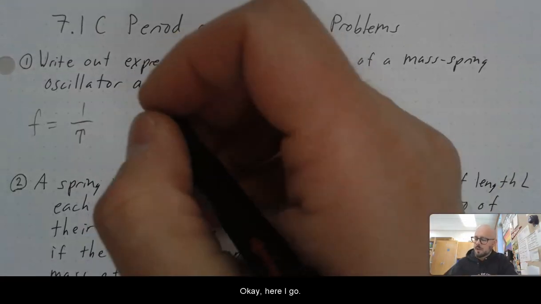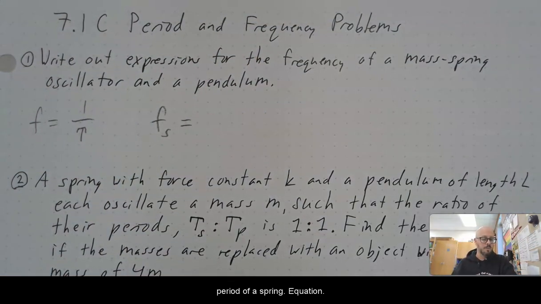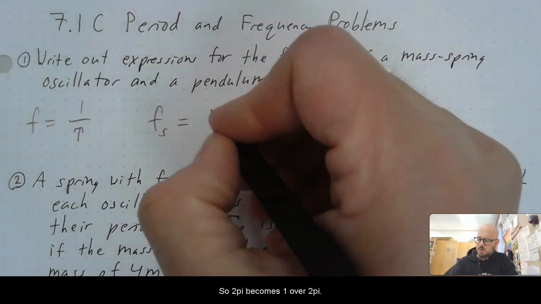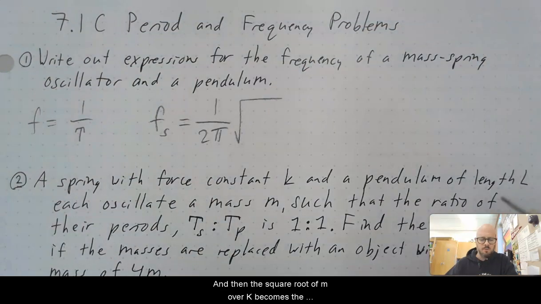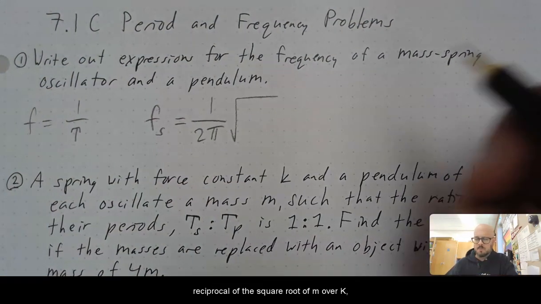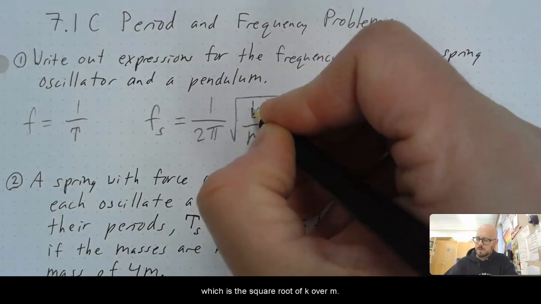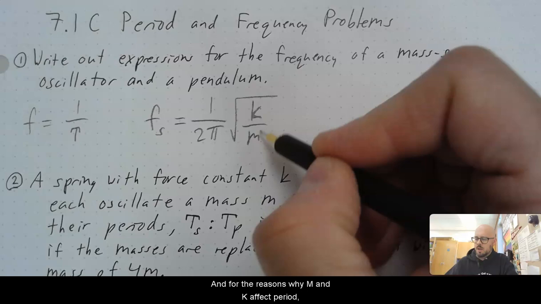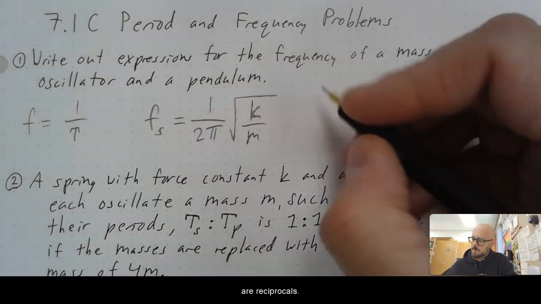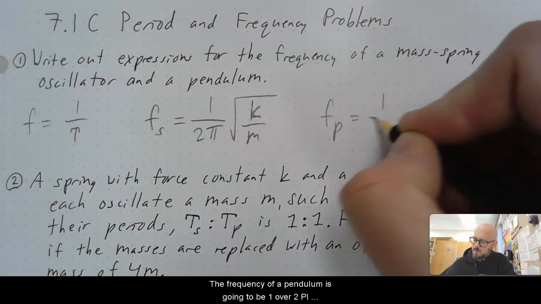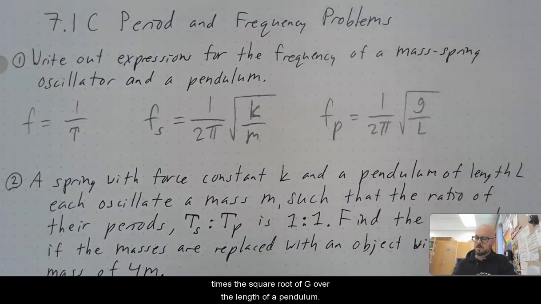Okay, here I go. The frequency of a spring is the reciprocal of the period of a spring equation. So 2 pi becomes 1 over 2 pi, and then the square root of m over k becomes the reciprocal of the square root of m over k, which is the square root of k over m. And for the reasons why m and k affect period, they affect frequency the opposite way because they are reciprocals. The frequency of a pendulum is going to be 1 over 2 pi times the square root of g over the length of the pendulum.